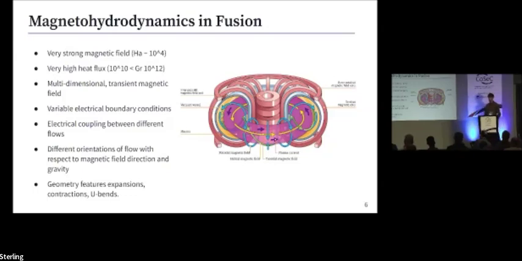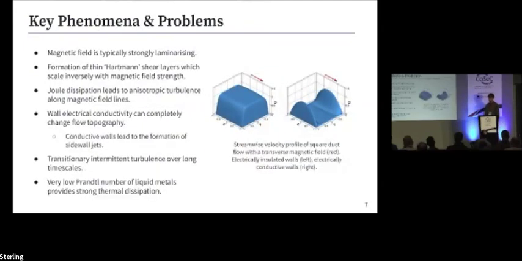Our fields are unfortunately multidimensional. So we have the plasma itself generates a poloidal magnetic field, which is transient because we tend to pulse the plasma. And we have a very high heat flux, which is also transient. So in our breeding blanket, we have electrical coupling between channels, and then our usual difficult geometries and different orientations of flow. So lots of complicated stuff going on, essentially. So in an isothermal flow, our magnetic field tends to laminarize everything past quite a low value.